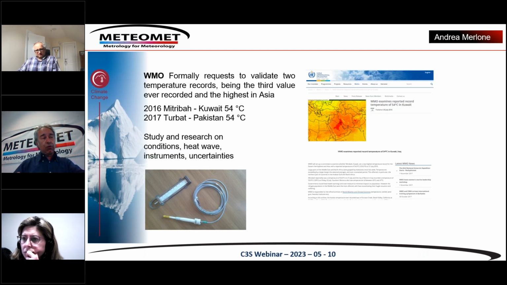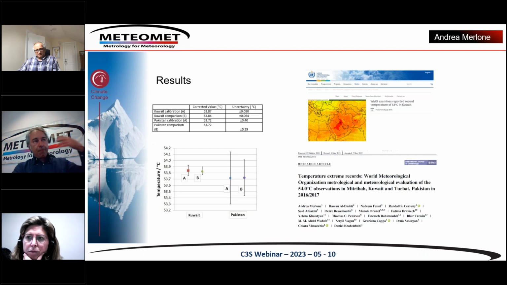That happened in 2016 and 17 when we were requested to validate Pakistan Kuwait's top high temperature, 54 degrees C, the top level ever reached in Asia. And we've done it, there is a publication on that. We actually measured all the parameters, all the conditions, and we included the uncertainty evaluation, and you can see this in this publication.